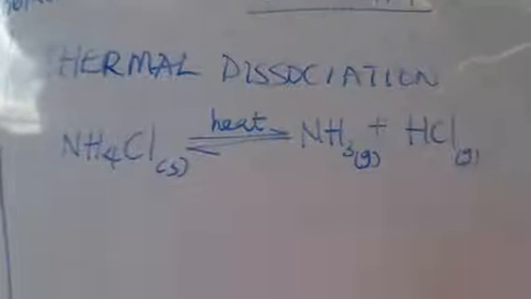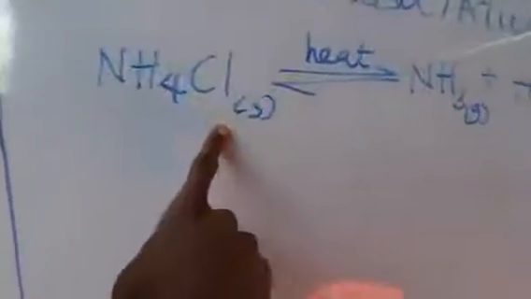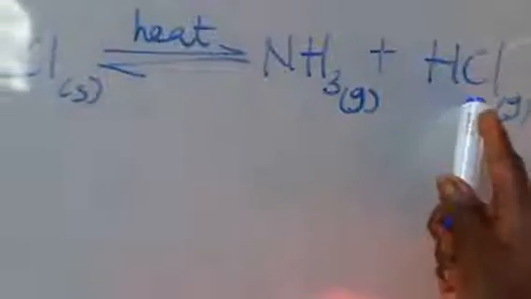And the next one is thermal dissociation. This is a type of chemical reaction in which a molecule of a substance dissociates into two or more simpler molecules or atoms on the application of heat. So when heat is applied to a substance, it will dissociate into two or more substances. Here we have ammonium chloride. On application of heat, ammonia gas is formed and hydrogen chloride gas is also formed.